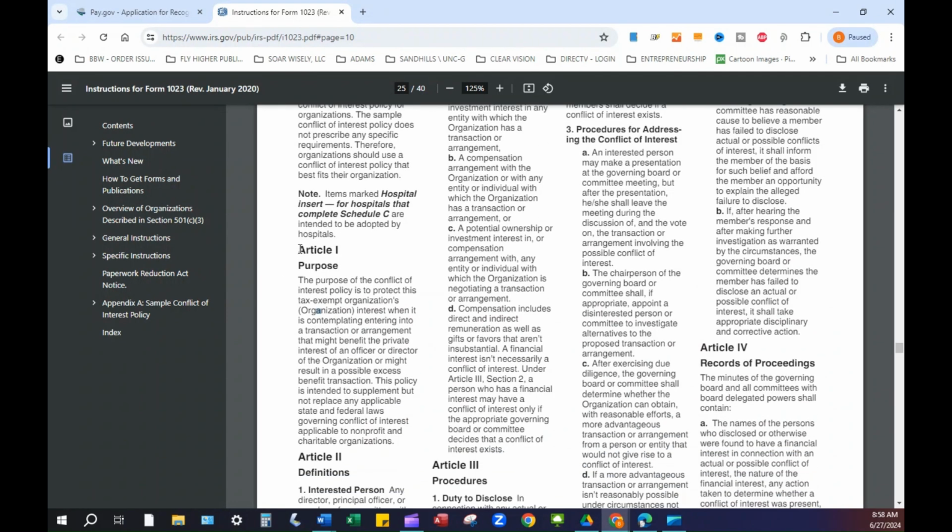So, see here, Article 1, Purpose, is telling you the purpose of a conflict of interest policy is to protect this tax-exempt organization's interest when it is contemplating entering into a transaction or arrangement that might benefit the private interest of an officer or director of the organization. All right, so what that means, I'm going to give you an example. Say Beatrice Adams. This is Pretty Paws Foundation, the made-up nonprofit that I'm working with to show you all these examples and how to get through this form.